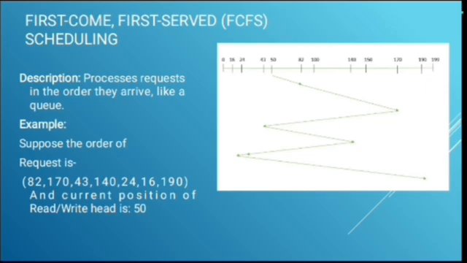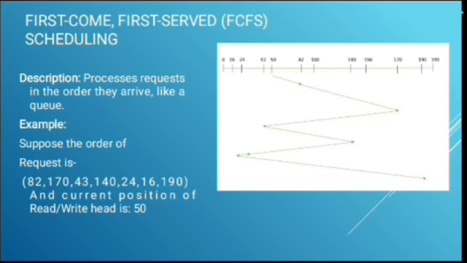So in first come first serve, the request which arrived first will be processed first. So from the current position of the head, which is 50, it is moving to the first request, 82. Then from 82 it is moved to the 170 request. From 170 it is moving to 43, that is the next one.